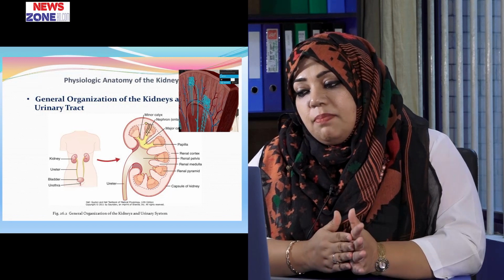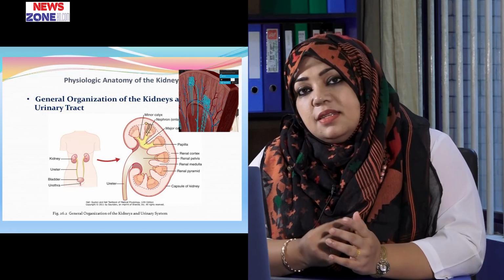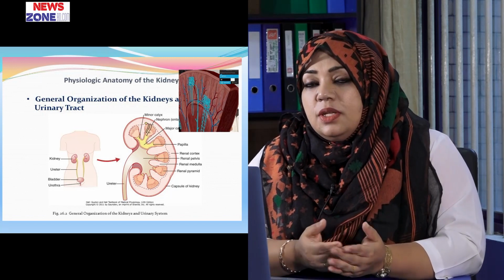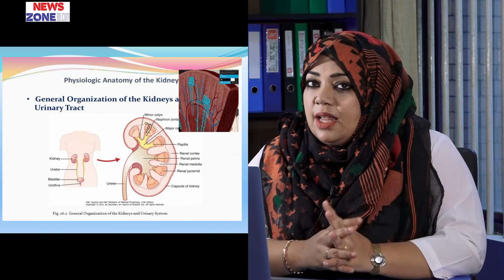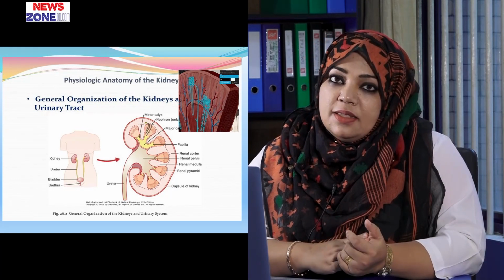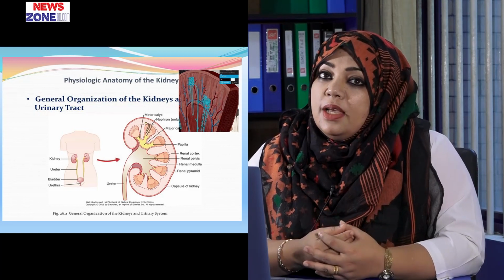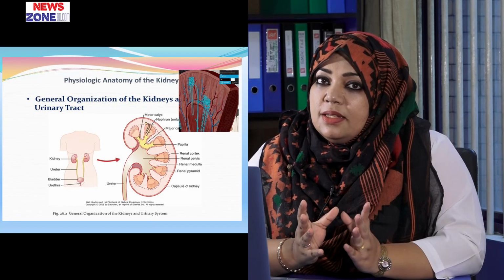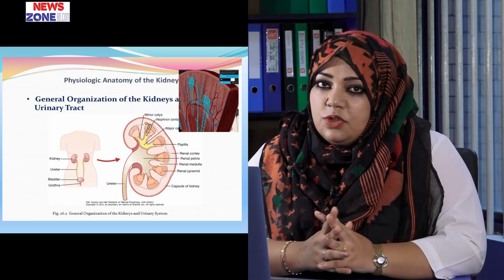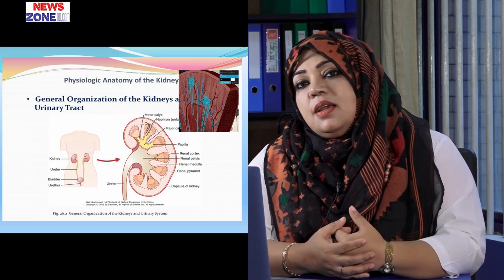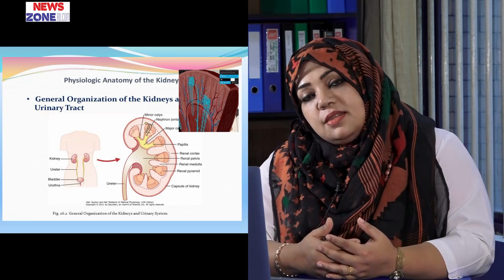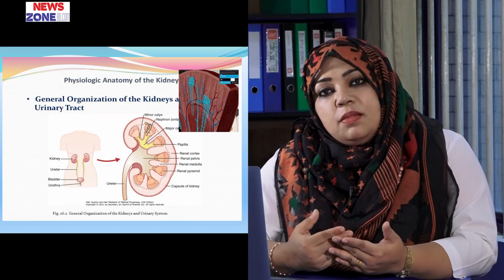Into the apex of the renal pyramids, the collecting tubules of the nephron open, and from there the urine passes into the minor calyx, and from the minor calyx it goes into the major calyx. Major calyces are formed by 2 or 3 minor calyces. When they coalesce together, they form the major calyx. So major calyces are actually open-ended pouches. From the major calyces, the urine passes into the renal pelvis.